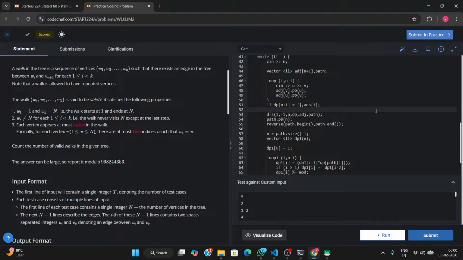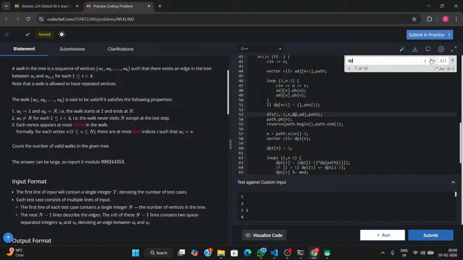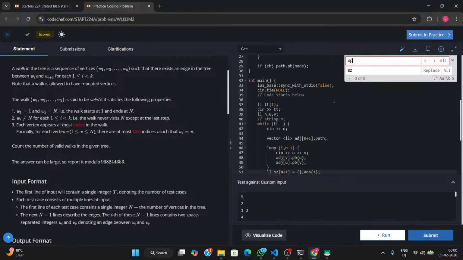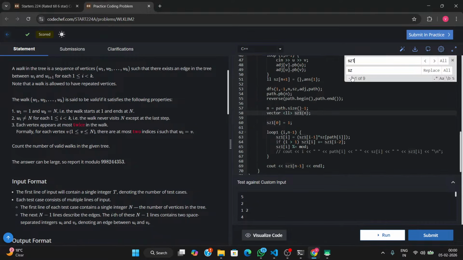Control, DP, which I will replace with, let's say, SZ, replace all. And now for all the SZ1 with DP. Nice.